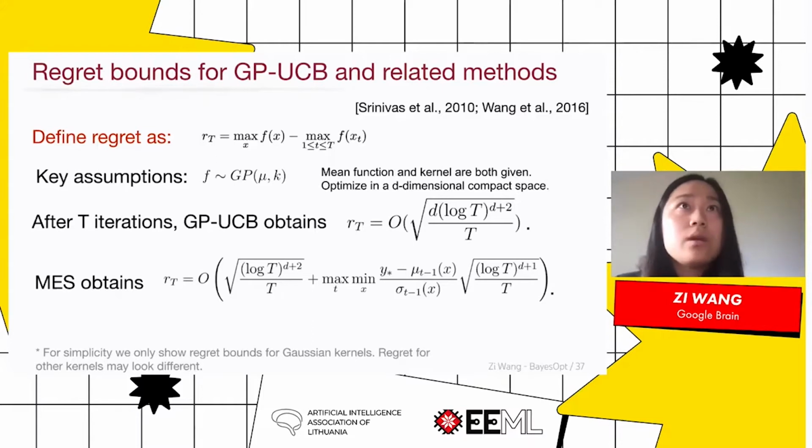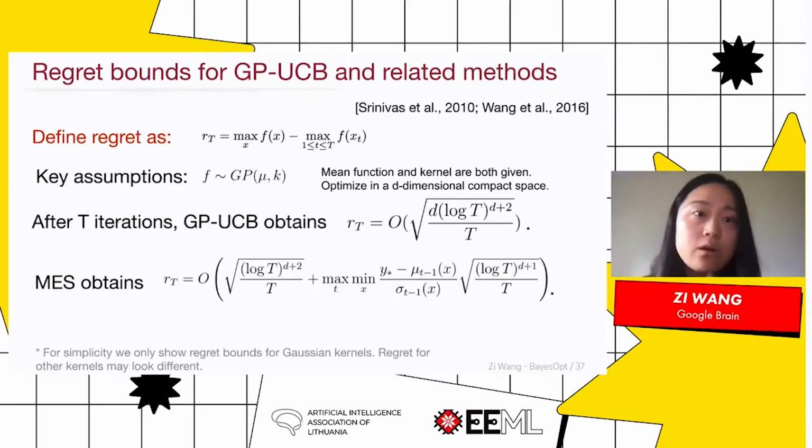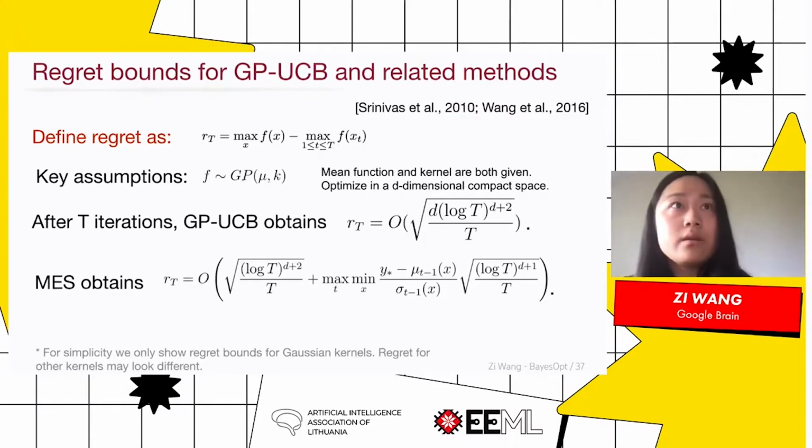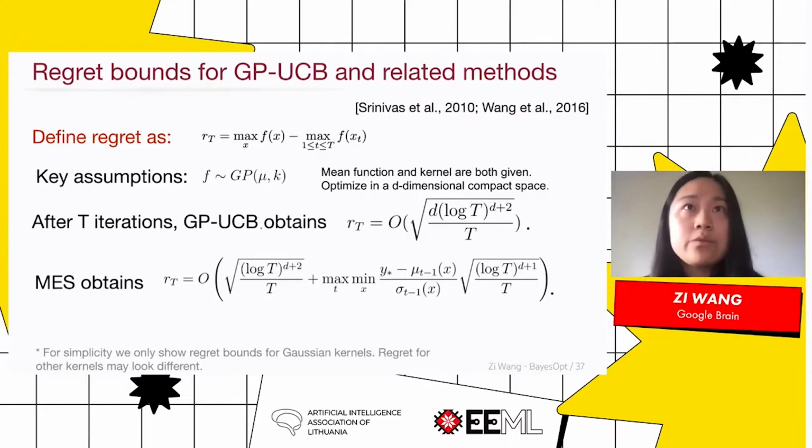Okay, so here is roughly an overview of what these two different papers are saying. If we assume that our function f is a sample from the GP, then our GP-UCB approach will obtain this particular regret bound. Notice that here we're using the Gaussian kernels. It's okay if you don't know what that means, but other kernels might be a little different.